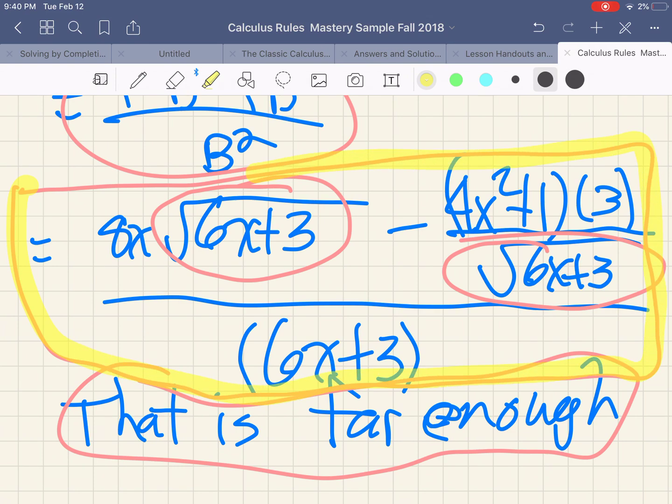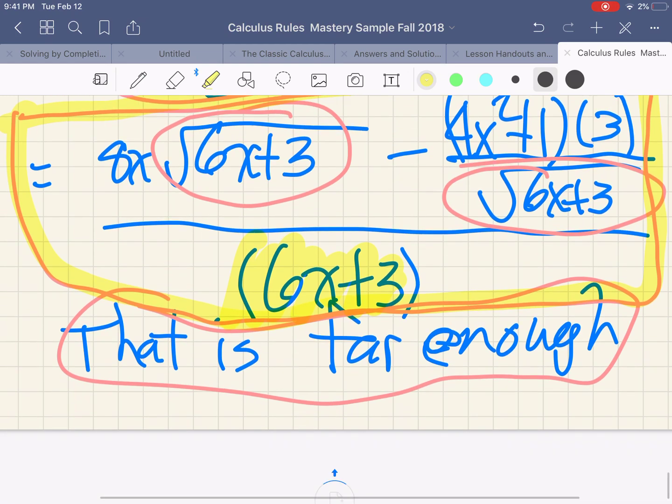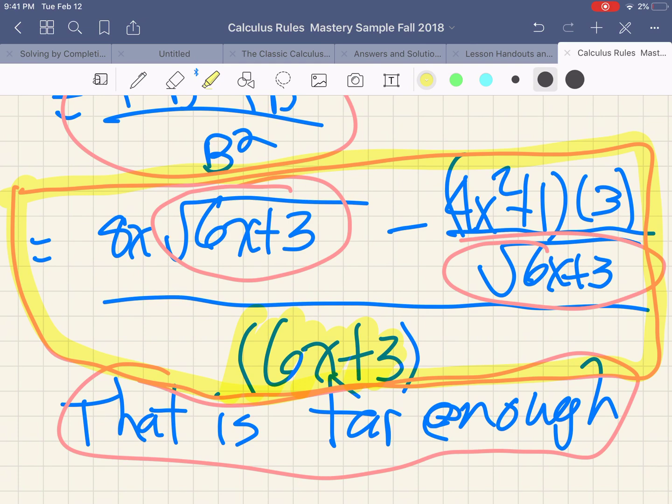Something interesting there, the bottom squared. If you notice, the bottom is the square root of 6x plus 3. So if I square a square root, I just lose the radical symbol. Squaring a square root is inverse operations. All right, so that's how we do chain rule combined with quotient rule.